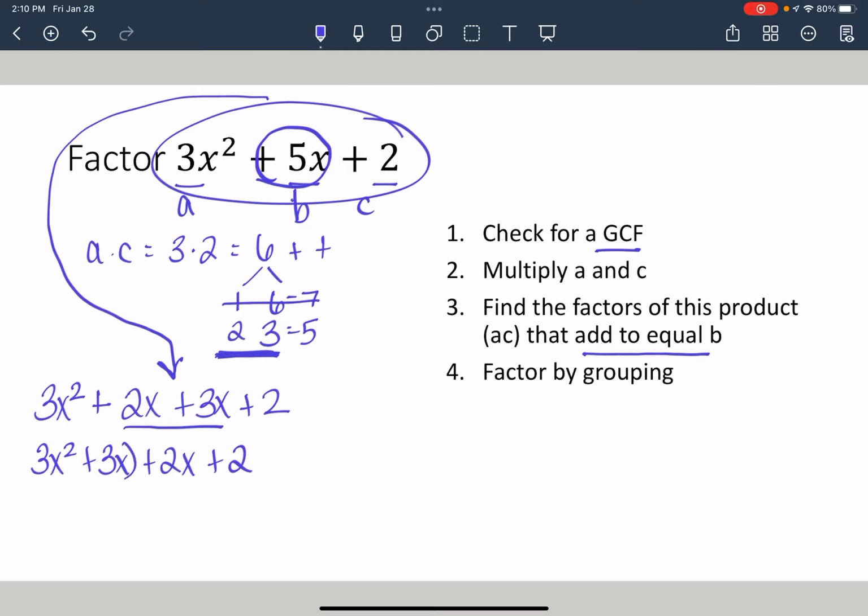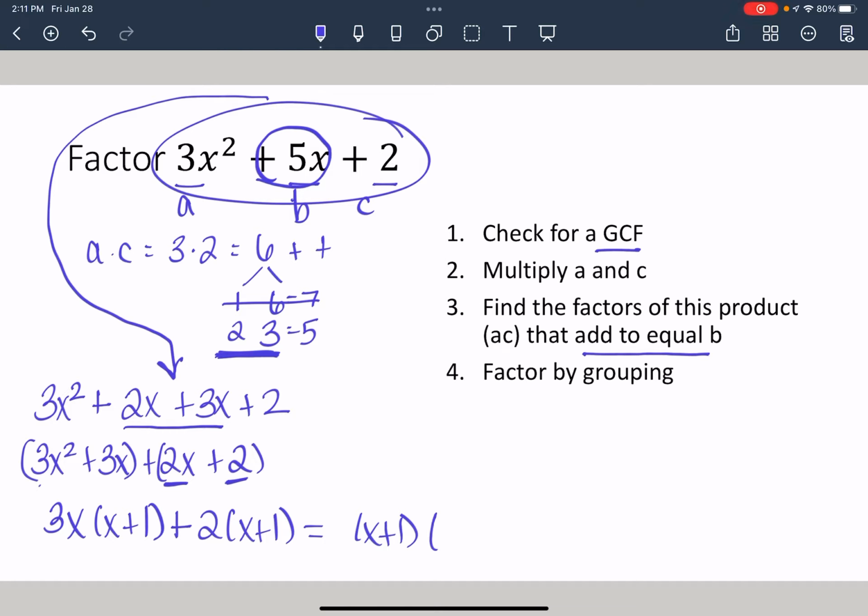And then I'm going to look at the GCF of the terms 2 at a time. So the GCF of 3x squared and 3x is 3x. So if I factor out a 3x, I'm left with x plus 1. Plus here, of 2x and 2, I can factor out a 2, leaving me with x plus 1. So now I can factor out that x plus 1. So this is x plus 1 times 3x plus 2.